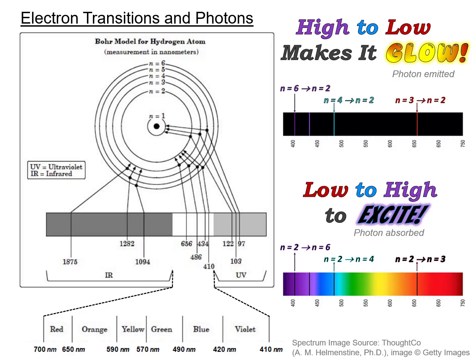So remember, high to low makes it glow. You have light being given off. Low to high, that means you are exciting an electron, so you're not going to get any light being given off. It's being absorbed.